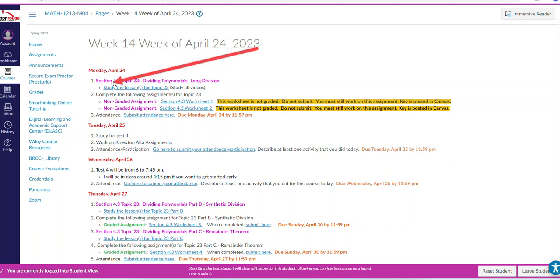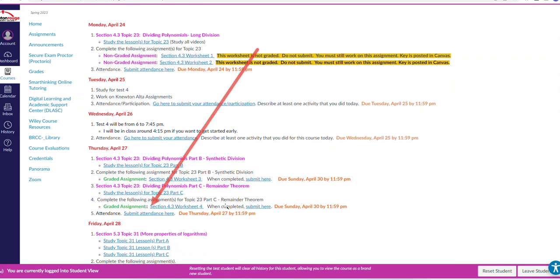Now, this part of section 4.3 here that you see on Monday, that is long division. And both of those are non-graded. Last week, if you recall, worksheet 2 was graded. I went ahead and changed it to non-graded. So both of those are non-graded. All right, so then we go to Thursday. Let me go ahead and move this up.